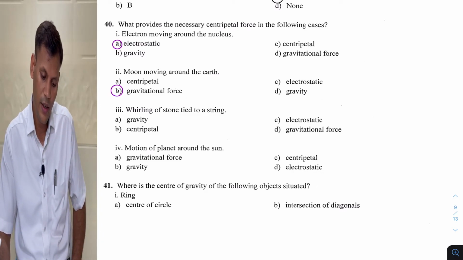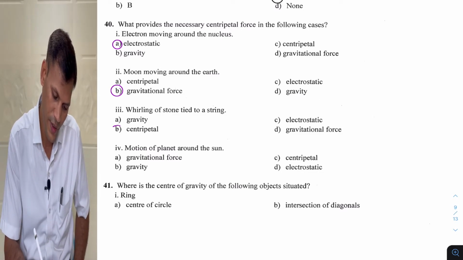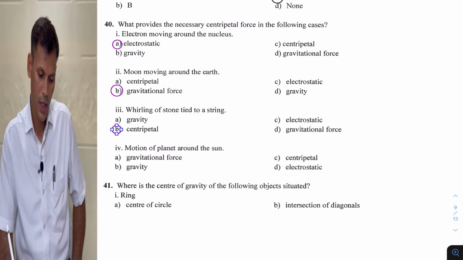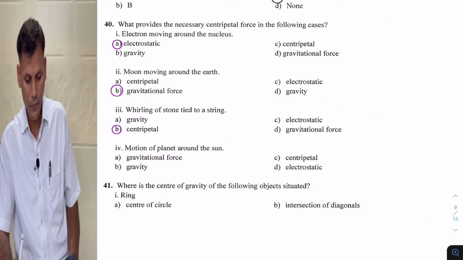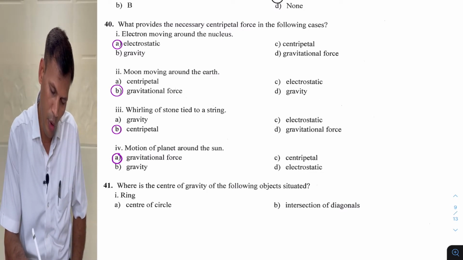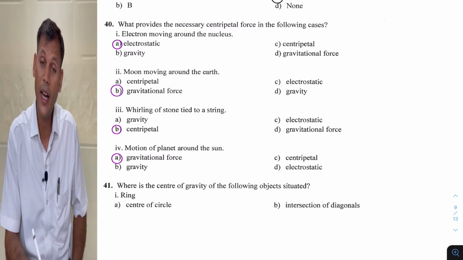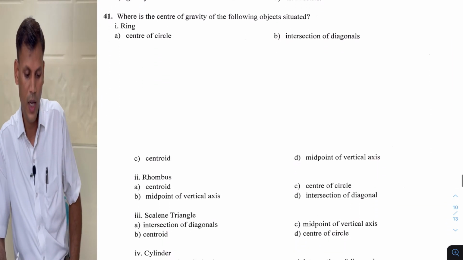Moon moving around the earth is due to gravitational force, because between moon and earth there is the gravitational force. Whirling of a stone tied in a string, of course it is centripetal force. And motion of a planet around the sun, of course it will be gravitational force. Planets are the heavenly bodies, so they are considered to be as masses.